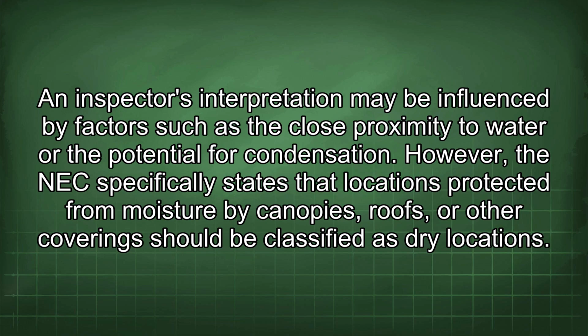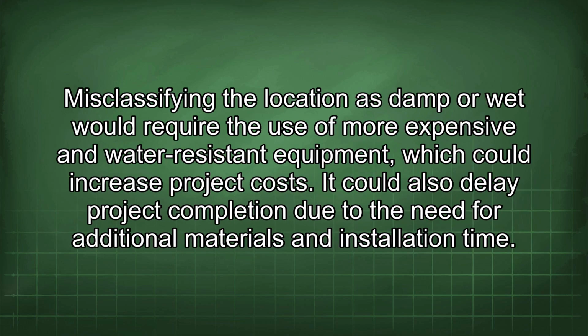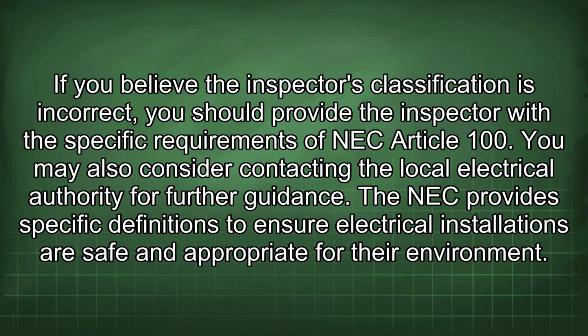Thus, classifying the location as damp or wet would require the use of more expensive and water-resistant equipment, which could increase project costs. It could also delay project completion due to the need for additional materials and installation time. If you believe the inspector's classification is incorrect, you should provide the inspector with the specific requirements of NEC Article 100. You may also consider contacting the local electrical authority for further guidance.